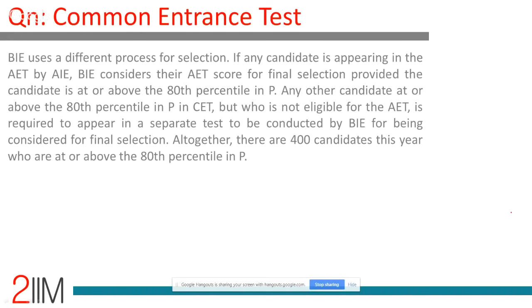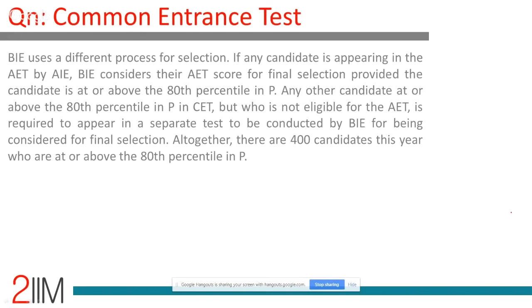Altogether, there are 400 candidates this year who are at or above the 80th percentile in P. Super, wonderful. There are 400 candidates who are at or above the 80th percentile in P. All of them are going to be eligible for BIE. Some of them are going to be selected based on the AET. So few of them who've got 80th percentile in P and at least 80 in at least 2 of the 3 and at least 90 overall would have automatically written the AET. So we'll take their score.